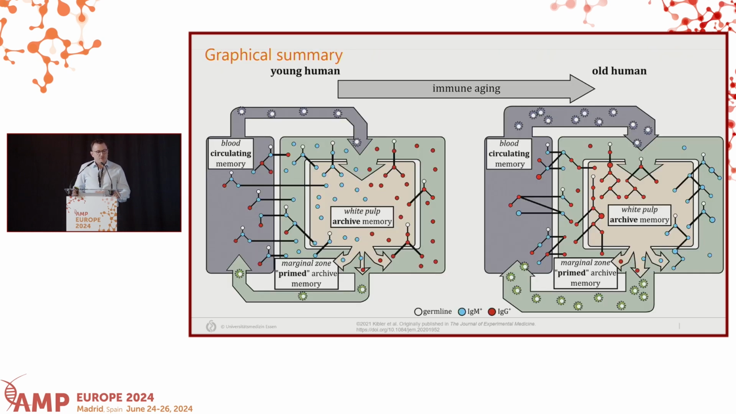This is a graphical summary of our findings. While early in life you see quite a heterogeneous picture, both in the splenic marginal zone and also in the splenic white pulp compartment, with age we see an increased recirculation, and most of the B cells that are present in spleen belong to expanded clones. Some of these clones even reach 0.1 or even 1% of all B cell receptor rearrangements that were analyzed.